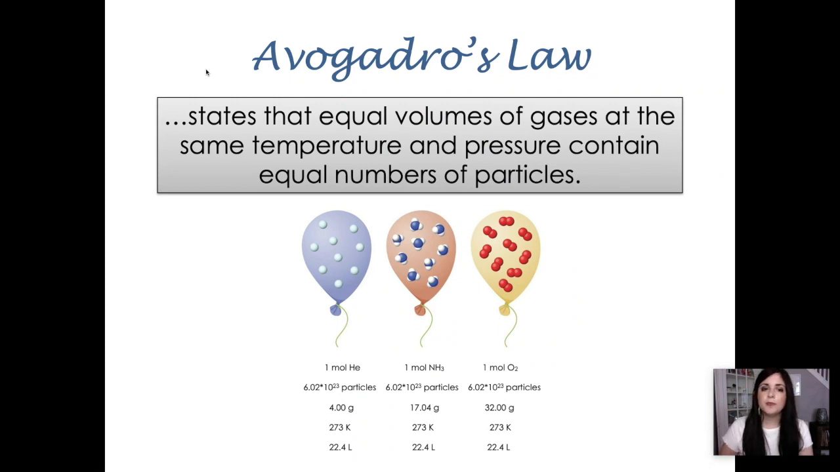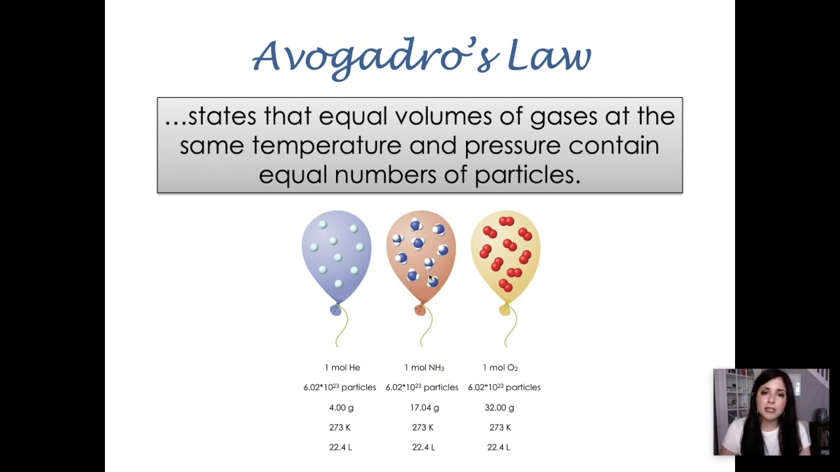So for example, here is the image that's also in your notes. Let's say I have these 3 balloons, right? And each of these balloons contains 1 mole of 3 different gases. This first balloon contains 1 mole of helium gas. This second balloon contains 1 mole of ammonia gas, and this third balloon contains 1 mole of oxygen. If you count, these should all contain the same exact number of particles. Granted, there's not 1 mole in there because you'd be here literally all of your life drawing dots for these images, but they all contain the same number of particles.